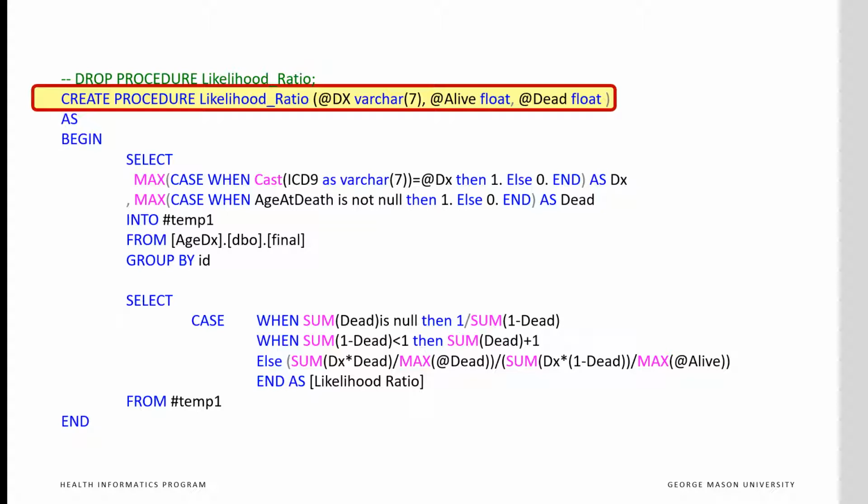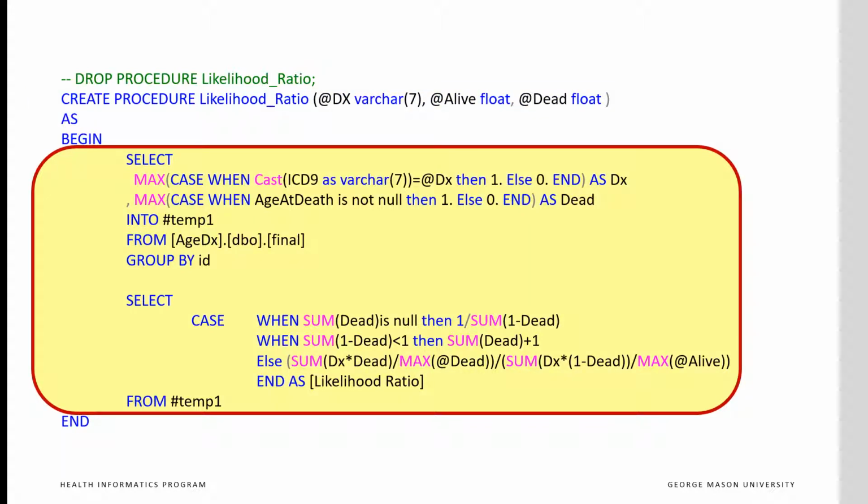Note that the name of these variables can be different from the names used to call the procedure, and the computer will set the calling variable set to the procedure variable set in the order listed. The 7-letter long variable called atDx contains the diagnosis code. The procedure will calculate the likelihood ratio associated with its diagnosis code.